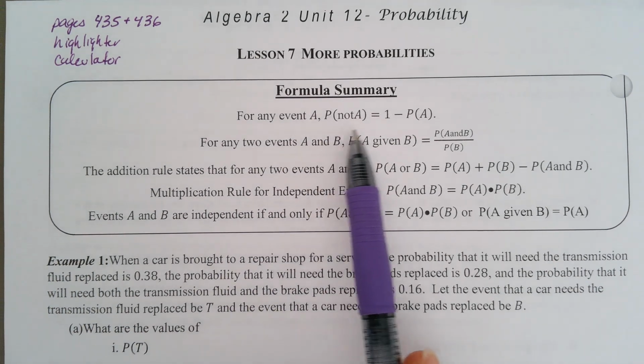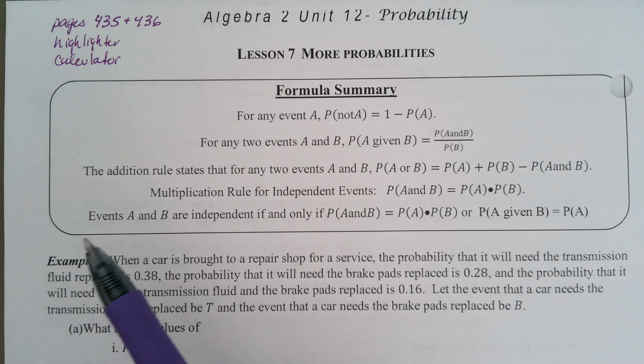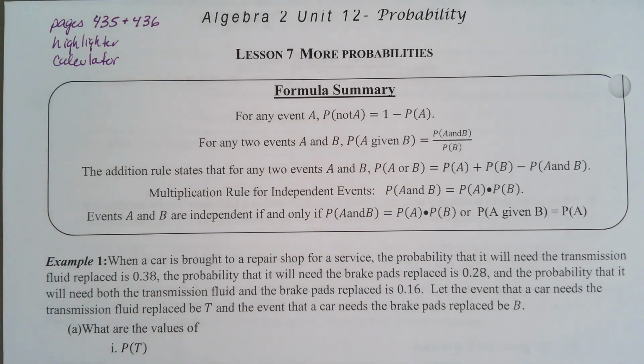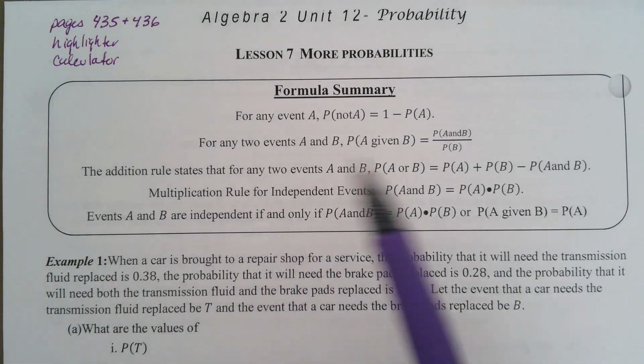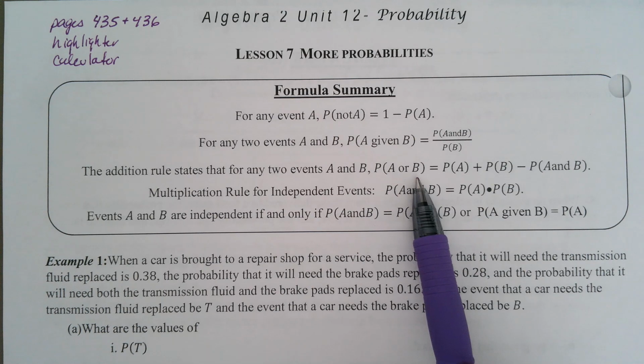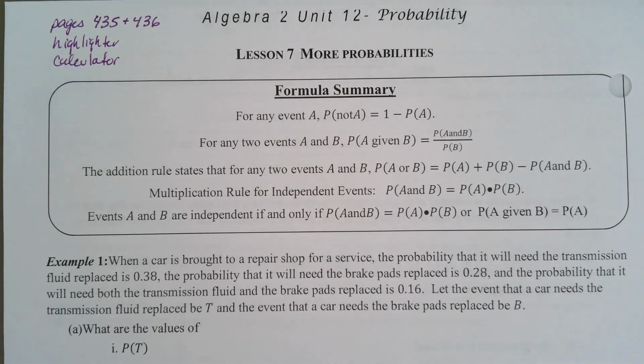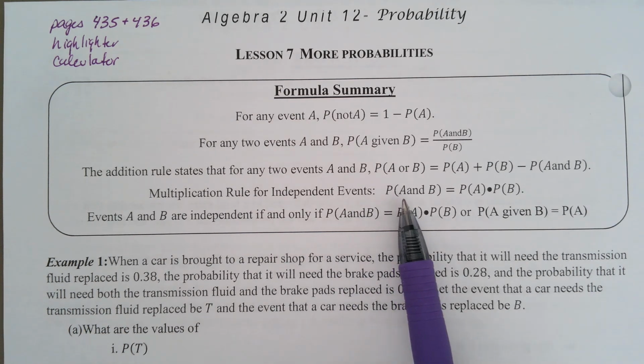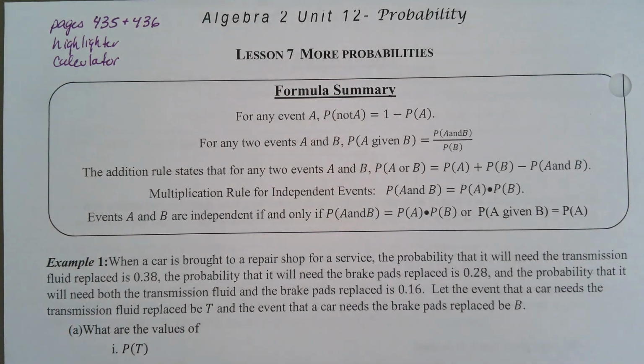The probability of not A is equal to 1 minus the probability of A. Probability of A given B equals the probability of A and B over the probability of B. The addition rule: probability of A or B equals the probability of A plus the probability of B minus the probability of A and B. The multiplication rule for independent events: if two events are independent, then the probability of A and B equals the probability of A times the probability of B.